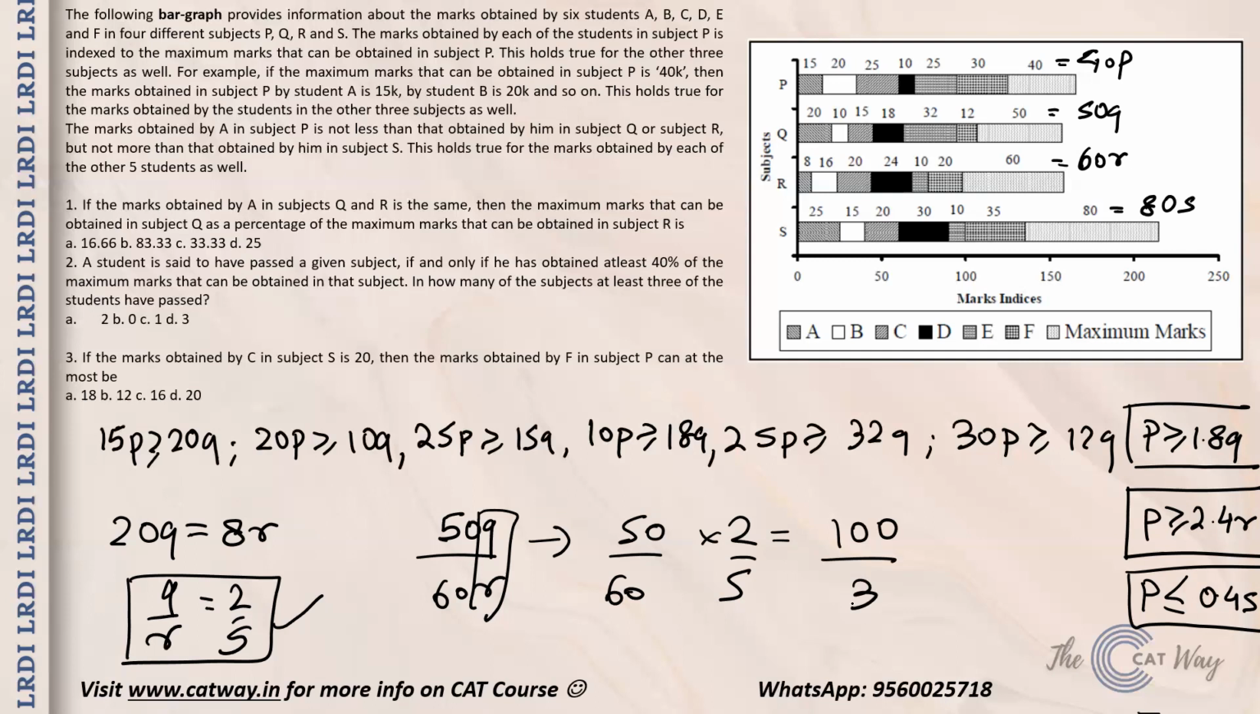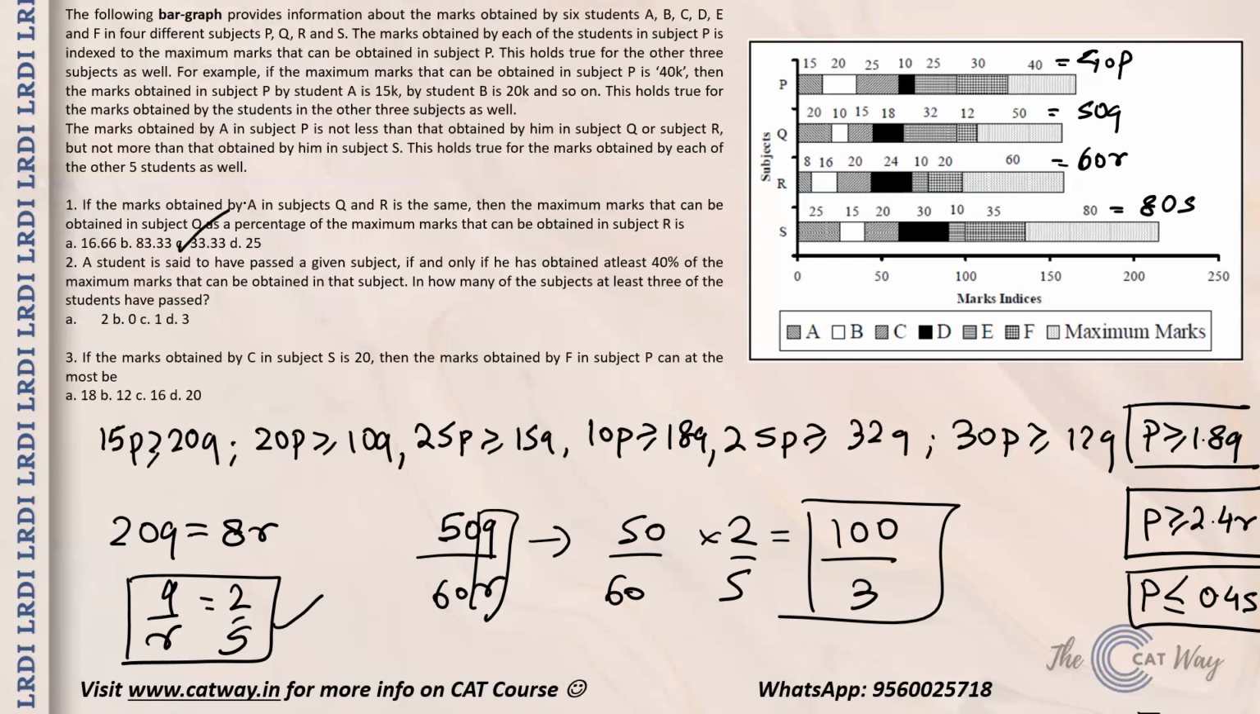Okay, why 100 by 3? Because you have to consider it in percentage terms. So here, into 100 was also there. Okay, so the correct answer for this will be 33.33%. Okay, so option number C is the right answer.